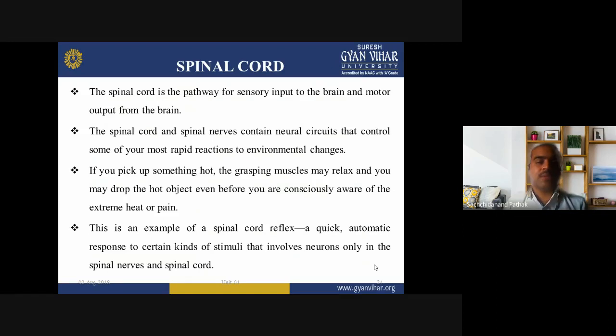If you pick up something hot, the grasping muscle may relax and you may drop the hot object even before you are consciously aware of the extreme heat or pain. This is an example of the spinal cord reflex, a quick automatic response to certain kinds of stimuli that involve neurons only in the spinal nerves and spinal cord.